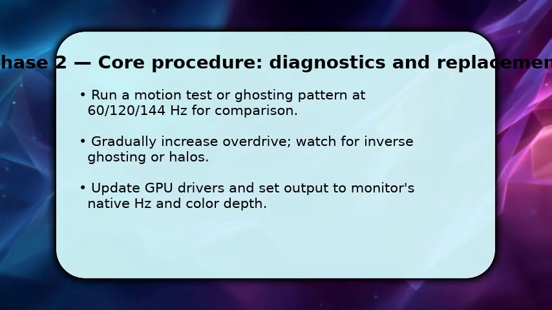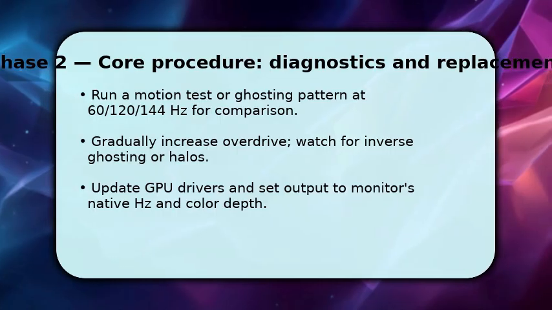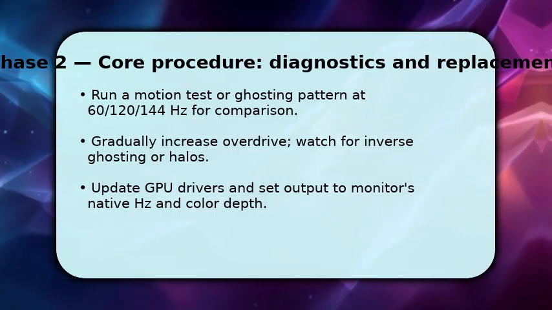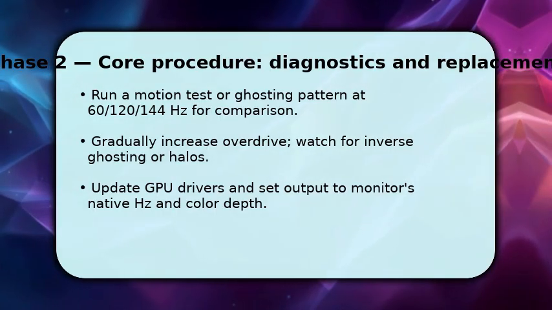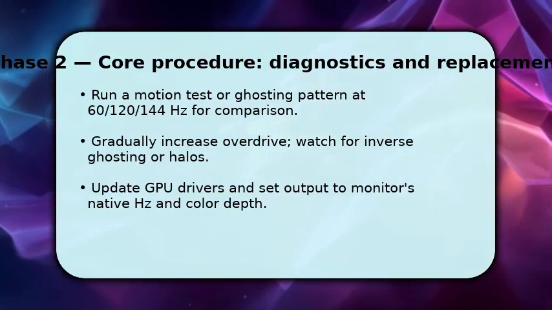Once you have baseline frames, run motion test patterns at the monitor's available refresh rates so you can compare improvement. You'll adjust overdrive incrementally. Raise it until trailing decreases, then stop if inverse ghosting appears.